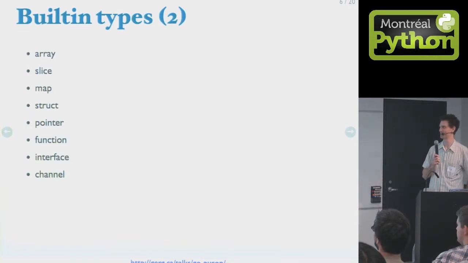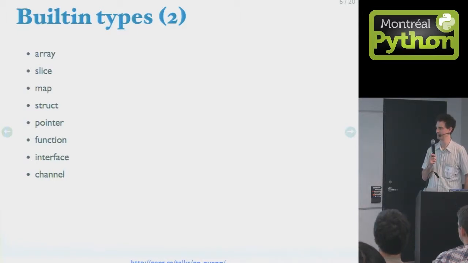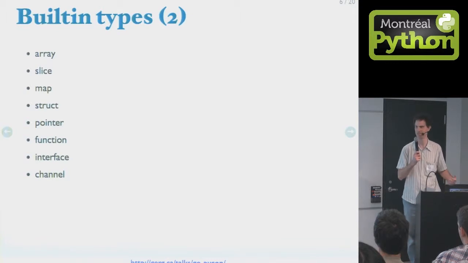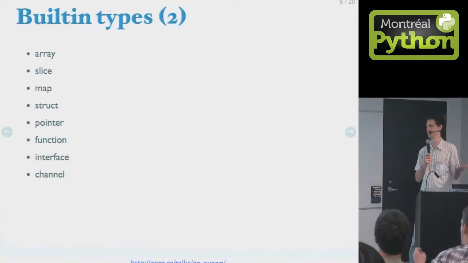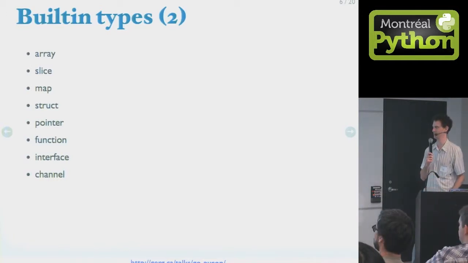There's a bunch of other built-in types which are more interesting, like arrays and slices. Slices' implementation is somewhat different from Python lists. The interface is quite different, but it's the same basic idea. What you'd use a list for in Python, you would use a slice for in Go. There's maps built in, just like Python dictionaries.